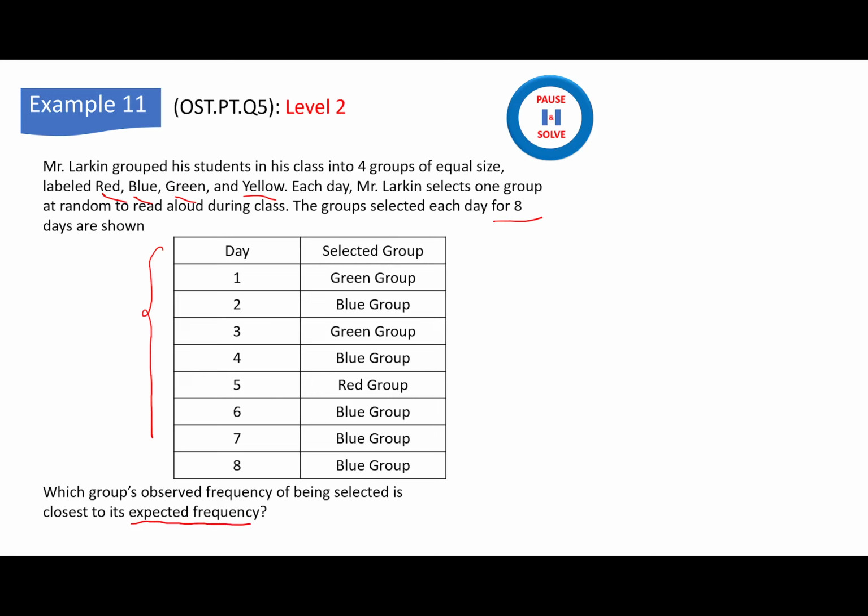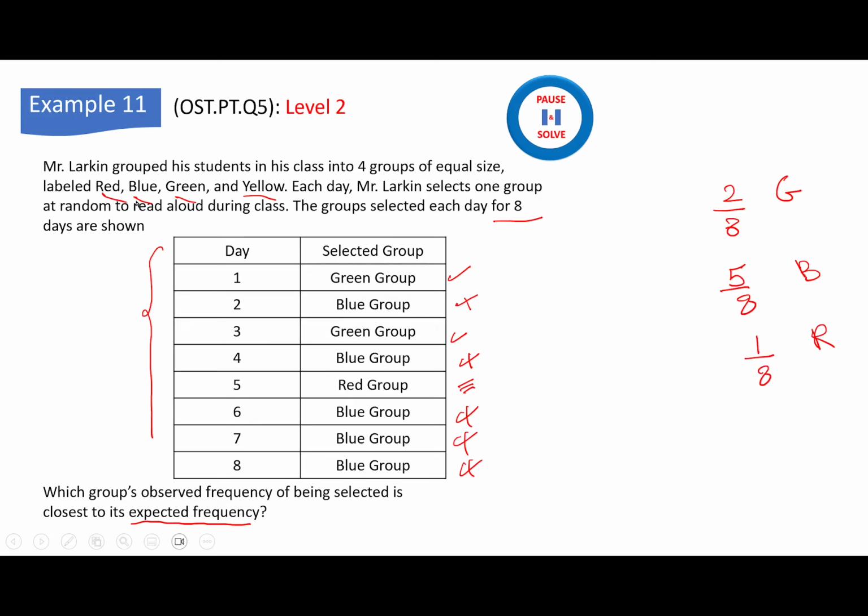Now, let's see. You have here green is 2, 2 out of 8. Blue, 1, 2, 3, 4, 5. 5 out of 8 blue. And that one is green. And red is 1 out of 8.